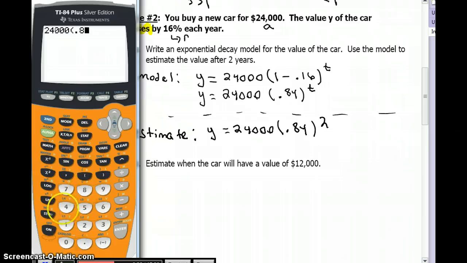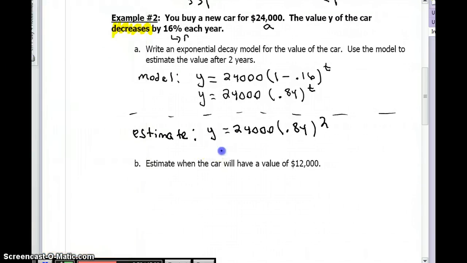0.84. And then squared. Now this one we can square it just with the squared key. If this was another number other than 2, you just hit your caret key and raise it to whatever power. And then we hit enter. We get our answer. Now with money we usually round to 2 decimals. And remember, this is your y.